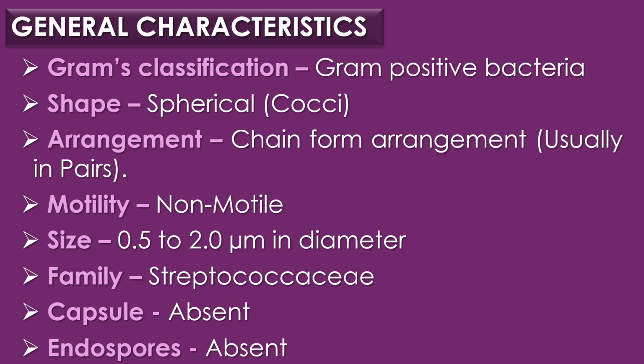First, general characteristics. Streptococcus agalactiae is a gram-positive spherical shaped bacteria and it is arranged in the form of chains and usually in pairs, and it is non-motile in nature and its size ranging from 0.5 micrometer to 2 micrometer in diameter, and it belongs to the family Streptococcaceae, capsules absent and endospores absent.